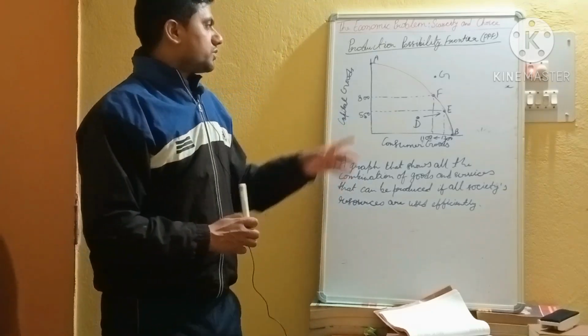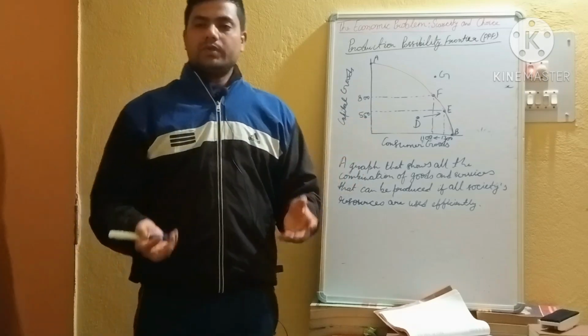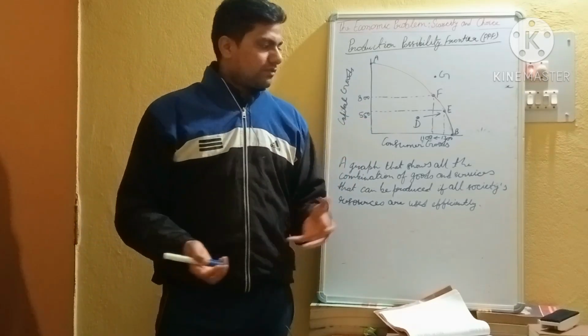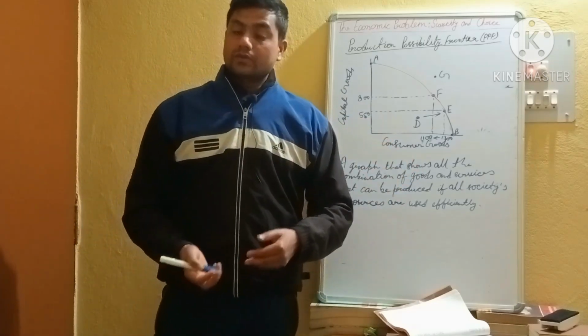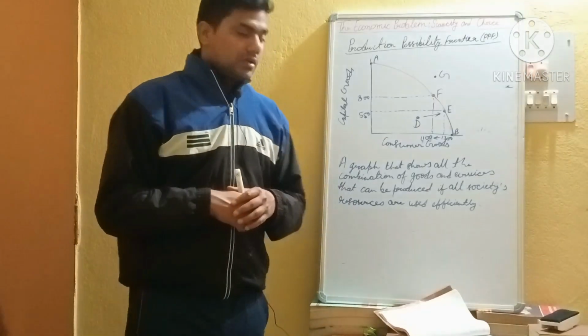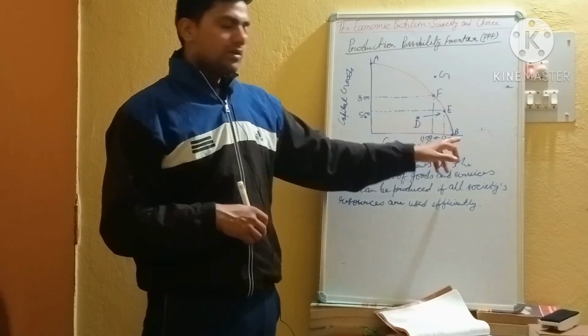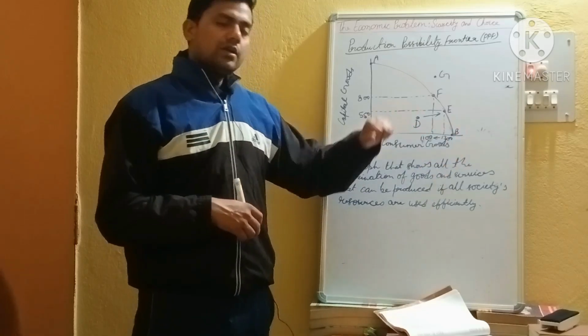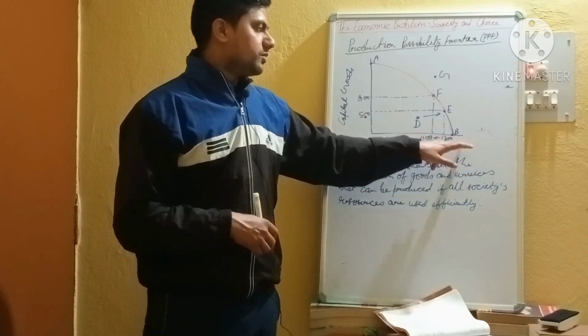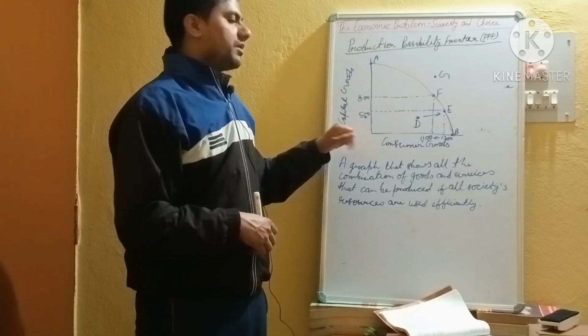If we produce only capital goods, then there will be a shortage of consumer goods, so that is not good. And if we are producing goods and services at point B, here we are producing only consumer goods. It means no capital goods.